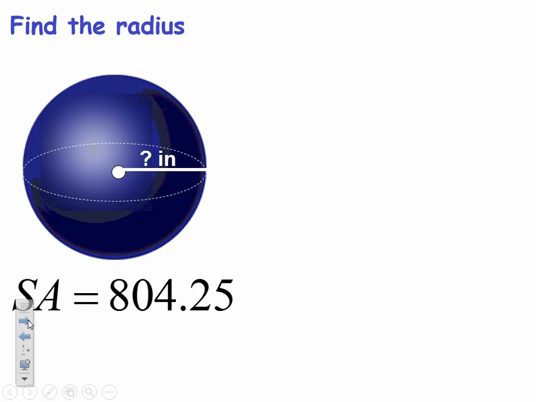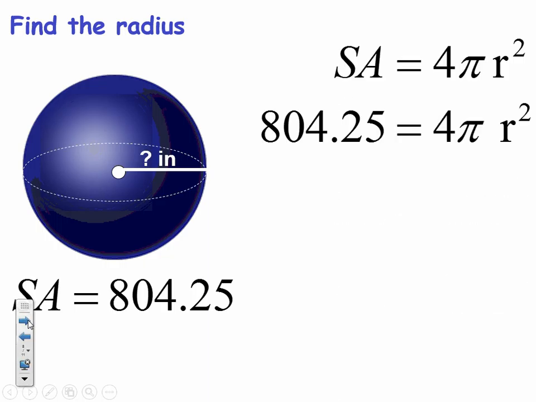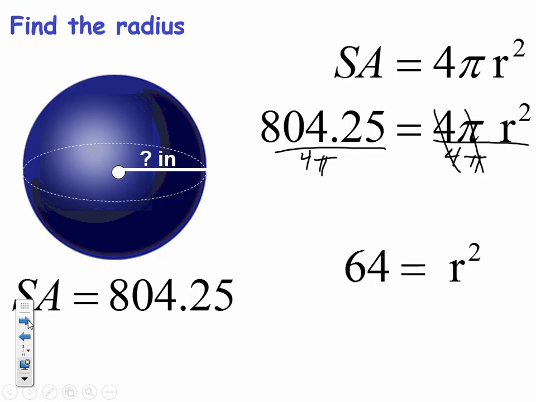Notice this time the surface area is 804.25. We need to find out what the radius is. We can use our surface area formula, plug in the surface area that we know, and then you can see what's about to happen here. If I was going to try to solve for the r, I would need to divide by the 4 and the pi to make them cancel out, okay? Divide by 4 in my calculator, divide by pi in my calculator, and I'd get 64 equals r squared.